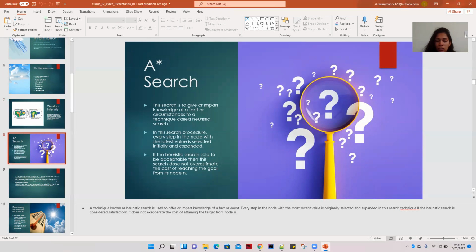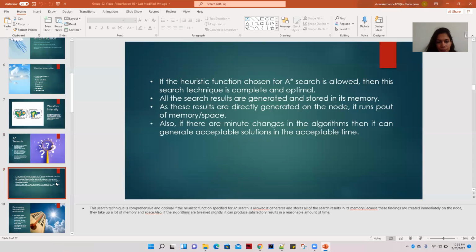So the main function behind this is to use the A-star search algorithm. This is a technique known as heuristic search, which is used to impart knowledge of a fact or event. Every step in the node with the most recent value is originally selected and expanded in this search technique. If the heuristic is considered satisfactory, it does not exaggerate the cost of attaining the target from node N. If the heuristic function chosen for A-star search is admissible, then this search technique is complete and optimal. It generates and stores all of the search results in its memory, because these findings are created immediately on the node and they take up a lot of memory and space. Also, if the algorithm is tweaked slightly, it can produce satisfactory results in a reasonable amount of time.